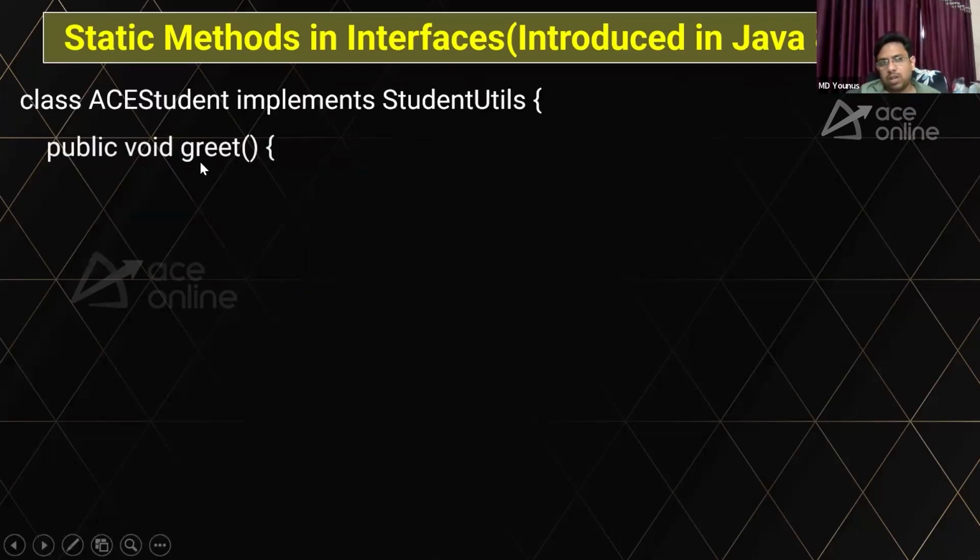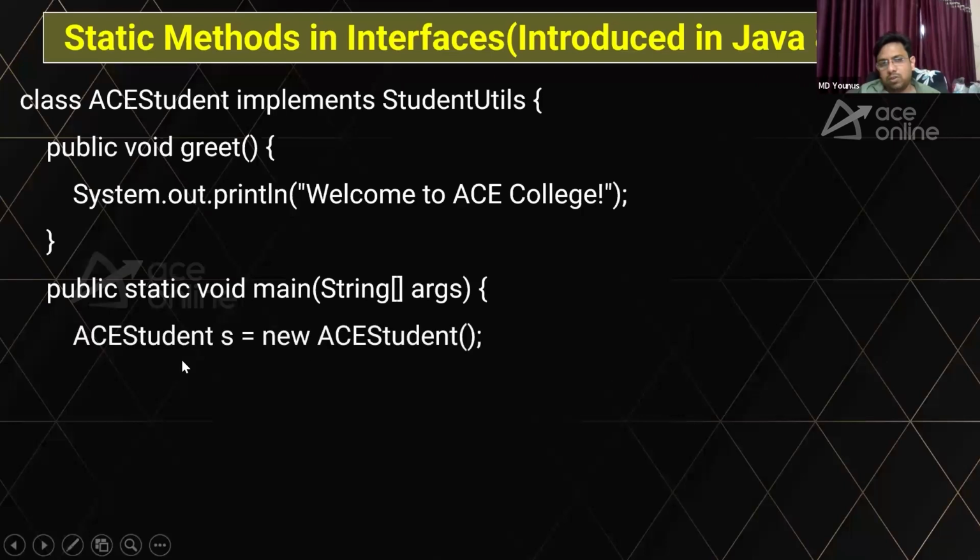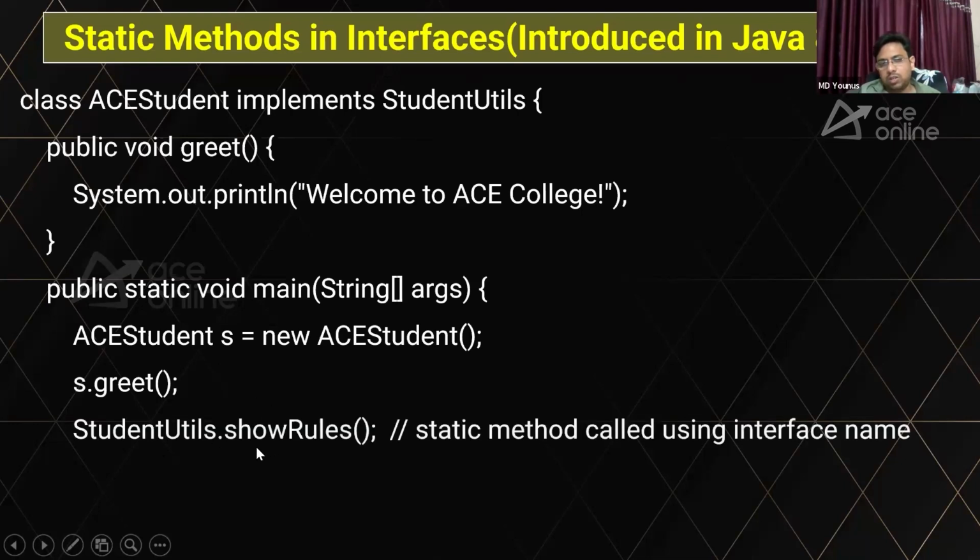Now, if I have a class here, a Student implementing StudentUtility, and then we have a greet method, let's say welcome to ACE, and then we have the main method where I'm making an object and then calling the greet method, which gets called directly, and StudentUtility.showRules will display the rules now. As it is a static method, I can call it with the interface name. Navya, is this clear for you? That is how we can provide a static method inside the interface?